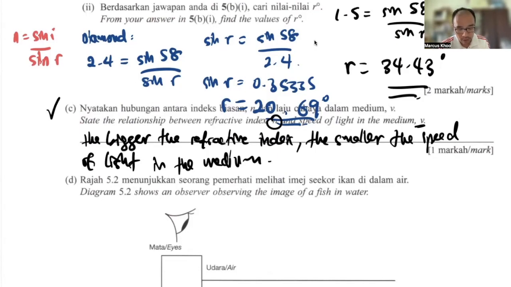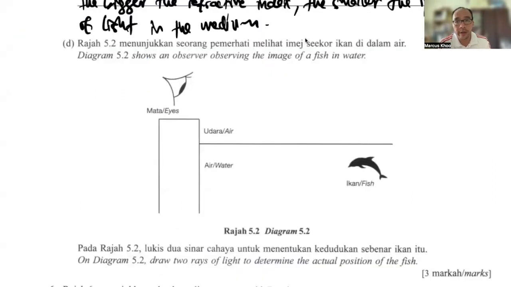Okay, diagram 5.2 shows an observer observing the image of a fish in the water. On diagram 5.2, draw two rays of light to determine the actual position of the fish. So the first thing that we need to know is that in refraction, this is the image that he's seeing. So if it's the image, remember that the light travels in a straight line. So you want to draw a straight line from the eye all the way to the fish. Okay, so I'm going to use that as a base.